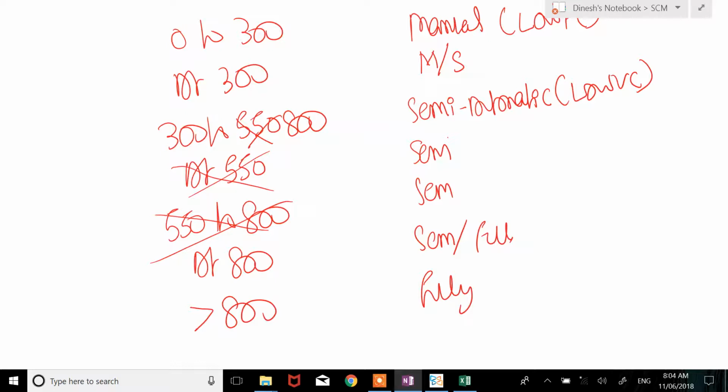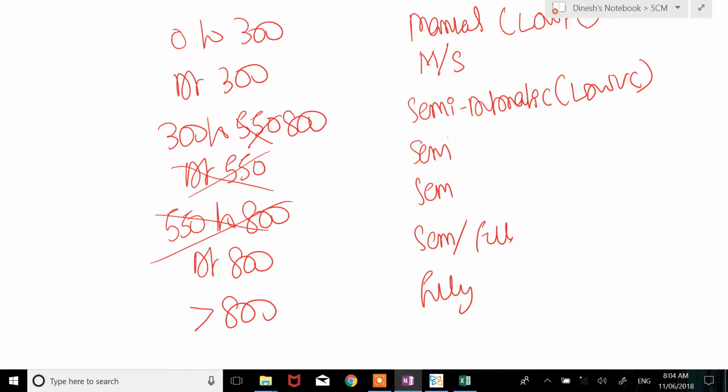You give this table saying that if you expect these volumes, this is what you have to do. So somebody says we are going to do 900, I'll say go ahead and do fully automatic. Somebody says we are going to do 200, go ahead and do manual method. 600, go ahead and do your semi-automatic method. So the table will tell you which method is to be selected.